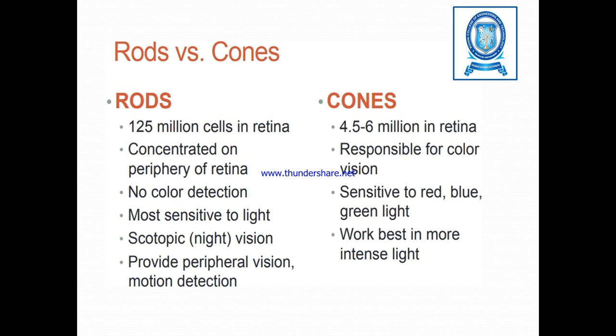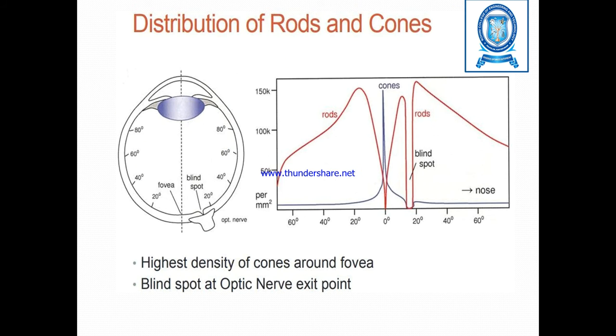Okay, so it is concentrated on the periphery of the retina and it is responsible for color vision. In the case of rods, no color is detected, and in the case of cones, it is sensitive to red, blue and green light, that is nothing but our RGB color model. Now, as I told you earlier, rods play a major role during the night time, that is scotopic vision, and similarly cones play a major role during the light time, that is photopic vision. Okay, so rods provide peripheral vision as well as motion detection. So these are some of the major differences between rods and cones.